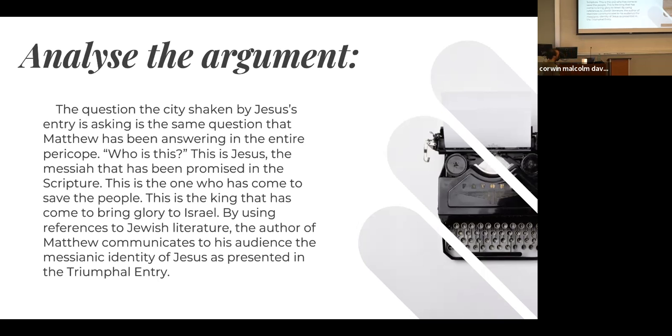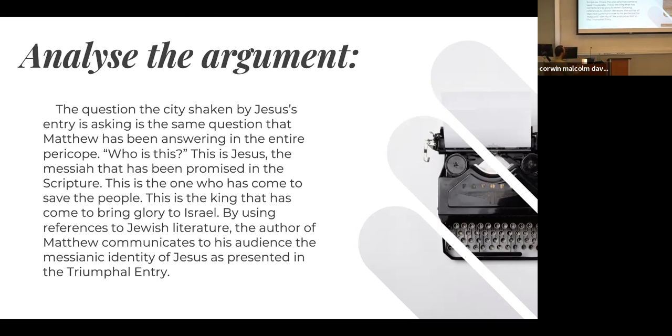By using references to Jewish literature, Matthew communicates to his audience, and we get a leap, I would argue, because we get this idea of the Messiah, the king who comes to save the people, the king who comes to bring glory to Israel, and then we get a leap all the way to the triumphal entry, which is the week of the crucifixion, right? So this is someone who's trying to pose that Jesus is Lord and Jesus is as predicted, but there's not strong evidence. And more importantly, do we get a warrant here?